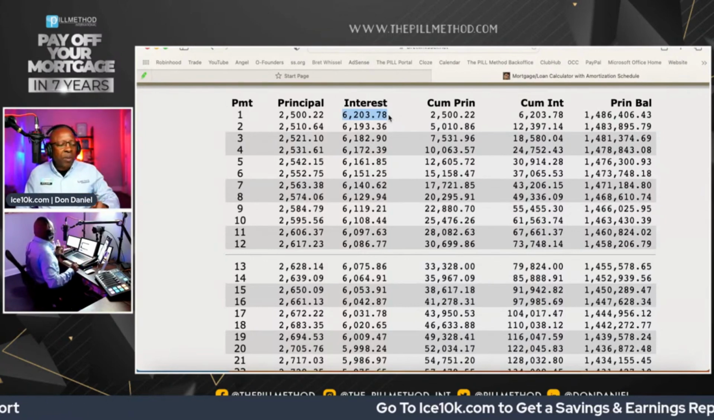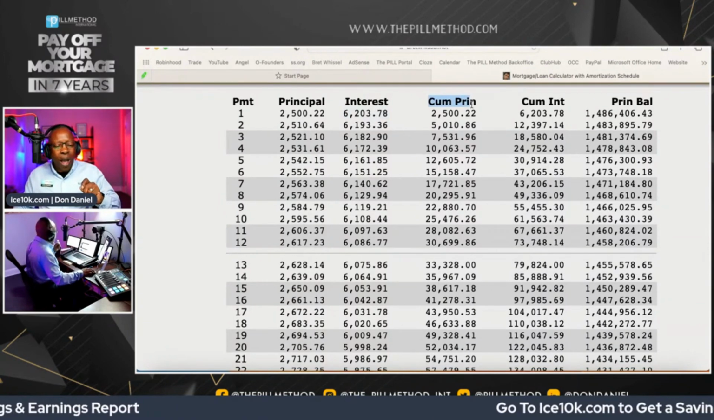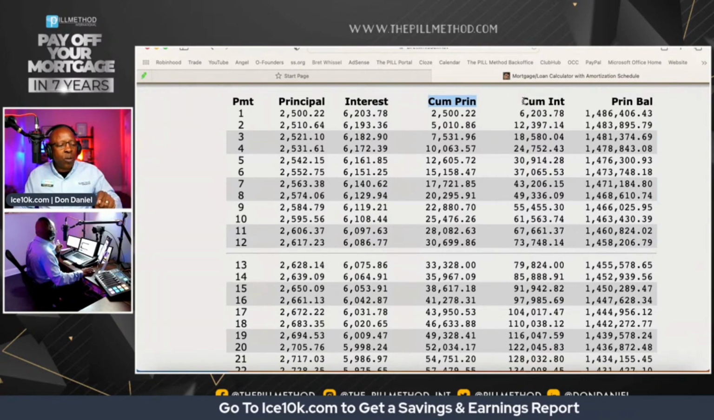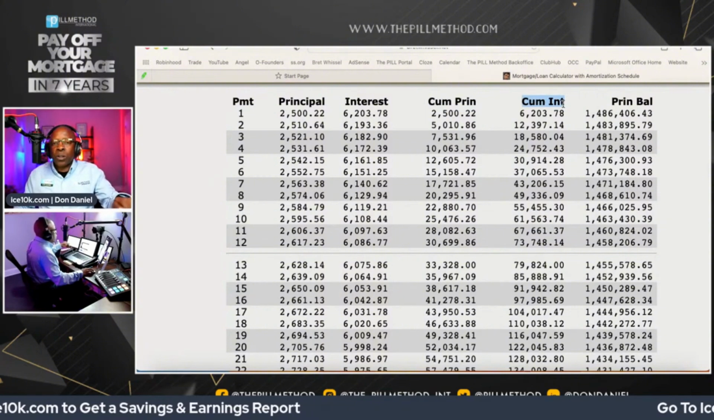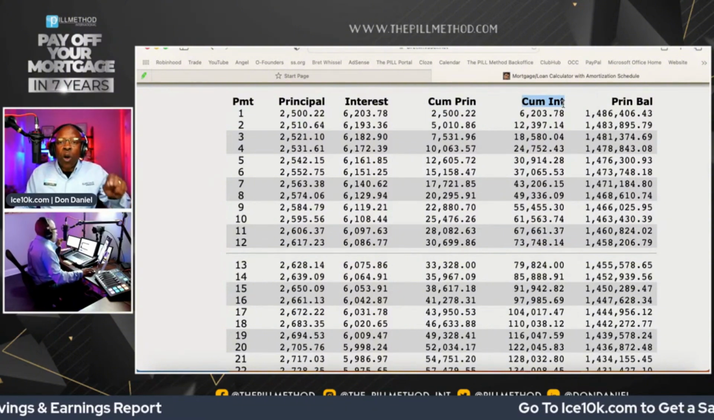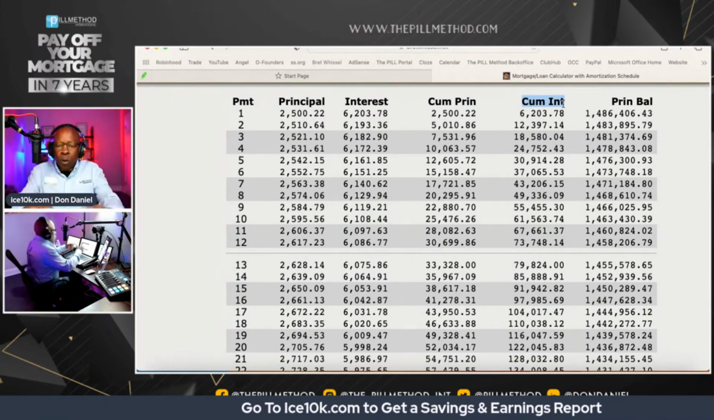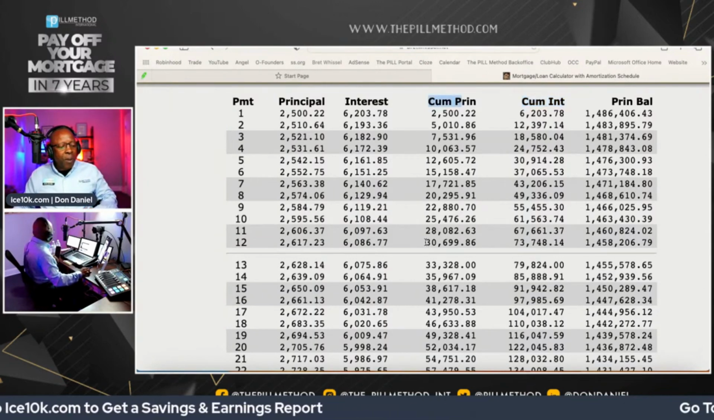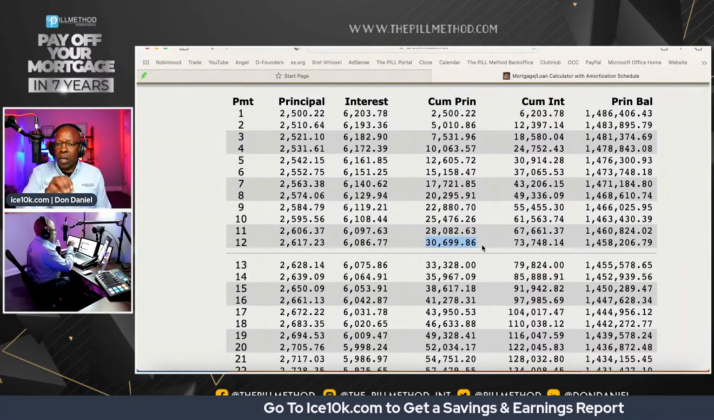So what we're talking about, folks, is what is happening every time you make a payment. Now, if you're watching this online, we are taking a look at cumulative principal and cumulative interest. That is all the principal you pay down in 1 year following the bank's program, and all the interest you pay in 1 year following the bank's program. And here it is. Cumulative principal, you pay this loan down by $30,699.86. That's how much you pay down in principal.